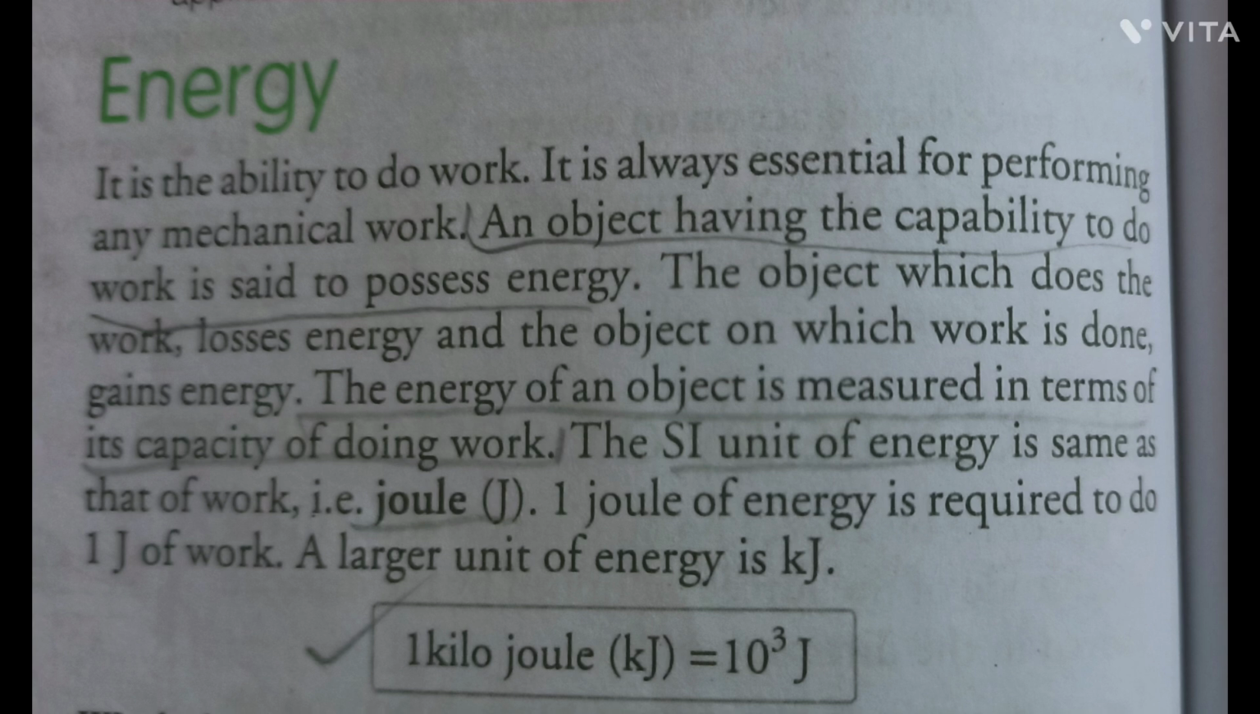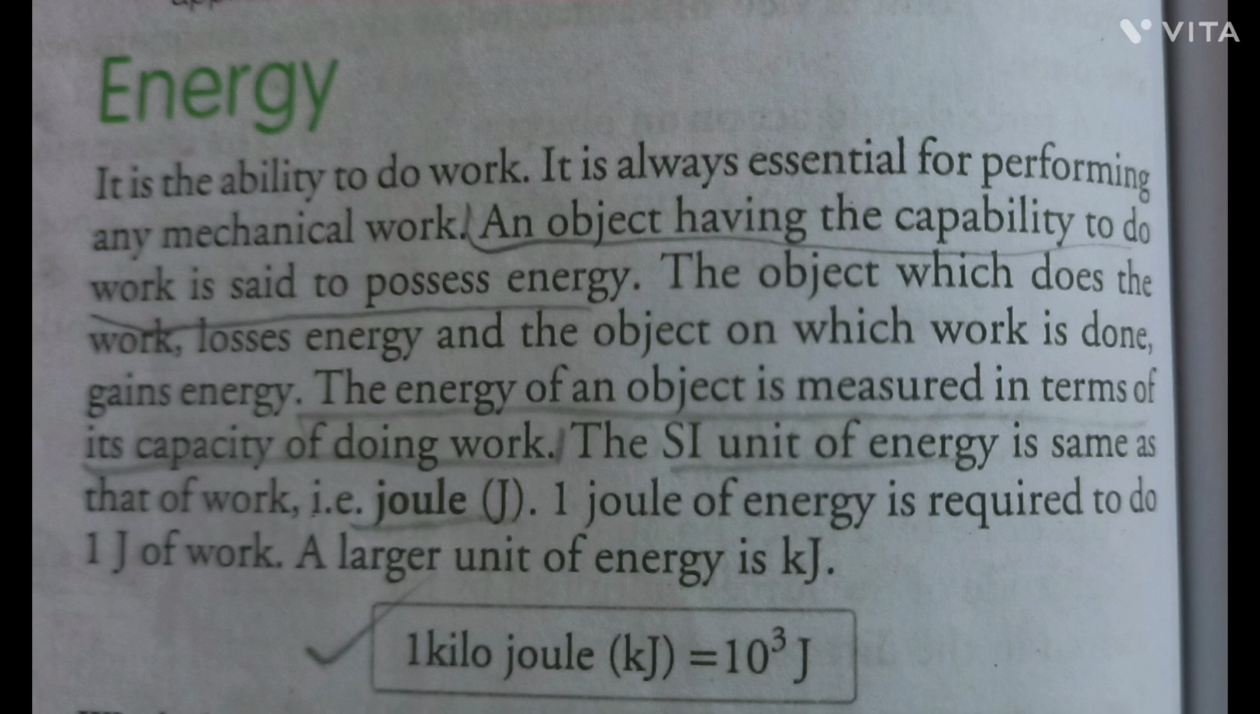An object having the capability to do work is said to possess energy. The energy of an object is measured in terms of its capacity of doing work. The SI unit of energy is the same as that of work, that is joule. Now the question arises, what do we mean by 1 joule of energy? 1 joule of energy is the energy required to do 1 joule of work.